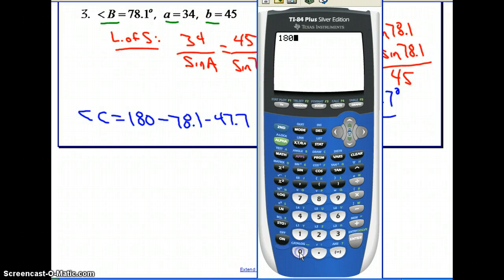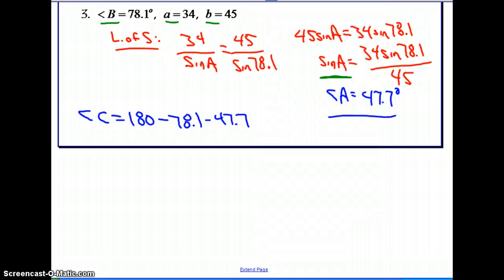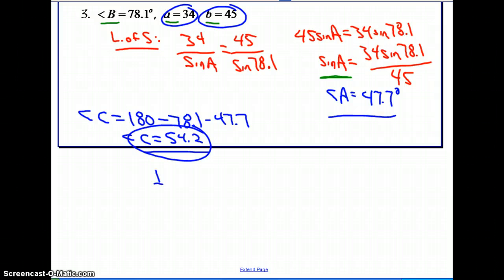So I'll go 180. I'll take off the first angle. I'll take off the second angle. And let's see what's left. Not much. 54.2 is angle C. So angle C is 54.2. So finally, after a couple steps, I have 3 different letters. Here's an A, here's a B, here's an angle C. So my area is 1/2 times 34 times 45 times the sine of 54.2.